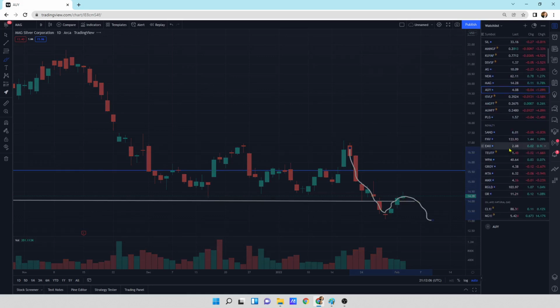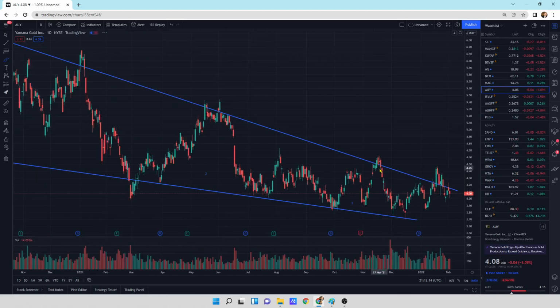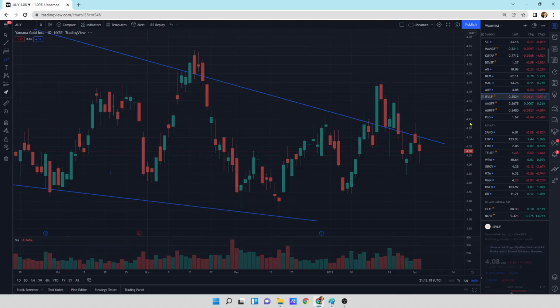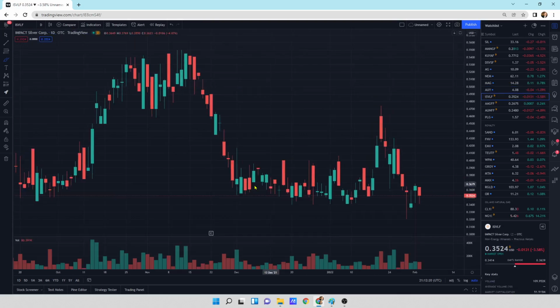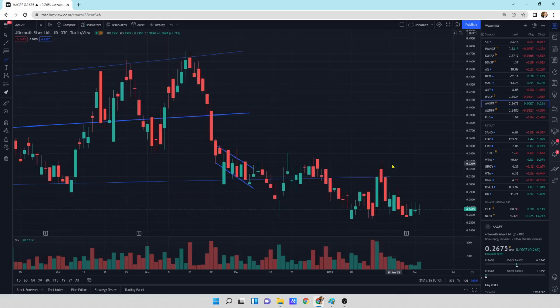Yamana Gold, AUY. We're just chopping sideways. I don't really see a pattern or anything that's significant here for an either direction move. Impact Silver, just moving sideways or right at support underneath it. Aftermath Silver, AAGFF, we're just moving sideways at the moment. I don't really have too much to say there.